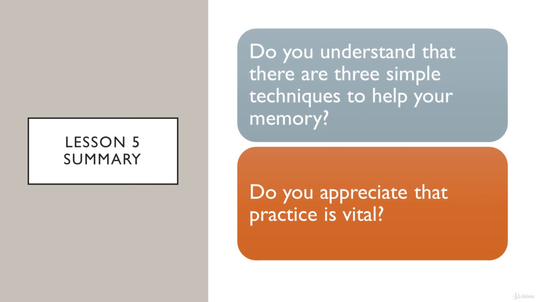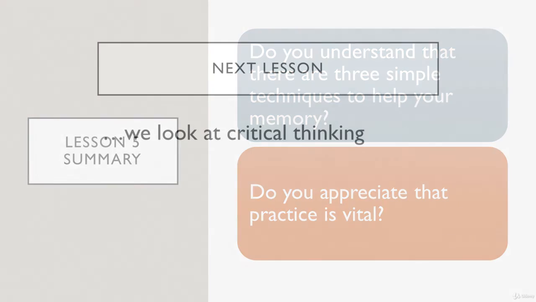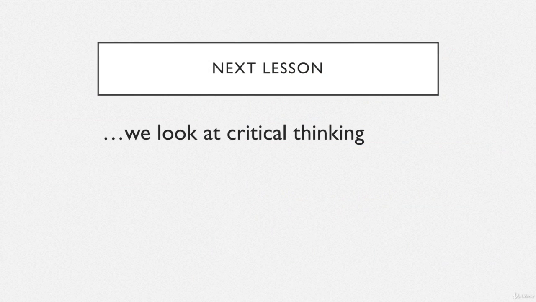So, lesson 5 summary. Do you understand that there are 3 simple techniques to help your memory? So you can look at chunking, you can look at pictures and stories, and you can look at revision cycles, and all 3, of course, are helped by repetition. And do you appreciate that practice is vital? All these techniques are very easy, but to get incredibly good at them, to use them at their best, some practice is absolutely vital. So in the next lesson, we look at critical thinking.